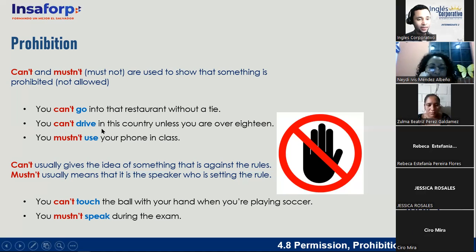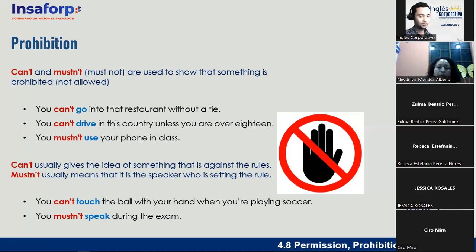Now, what about the next example? Zulma, please. You can't drive in this country unless you are over 18. Thank you. You can't drive in this country unless you are over 18. What is the meaning of unless? Who knows? What is the meaning of unless?